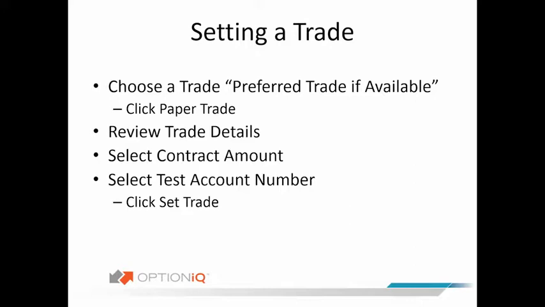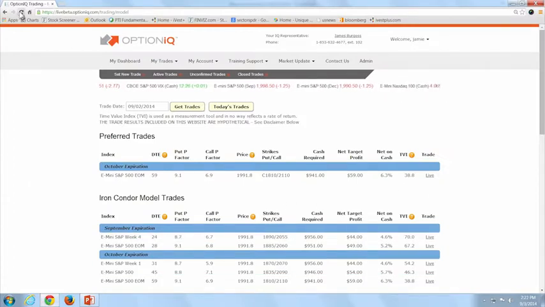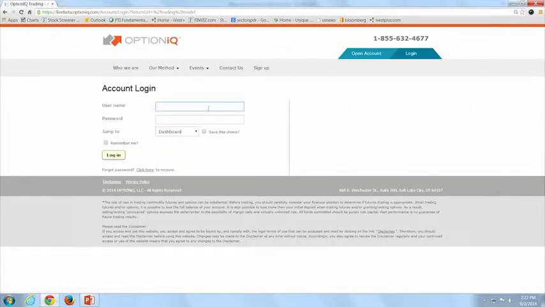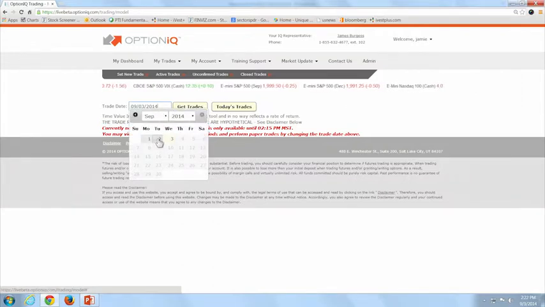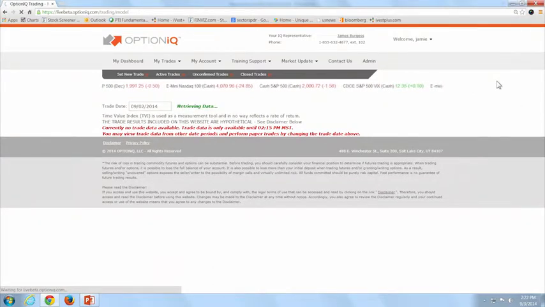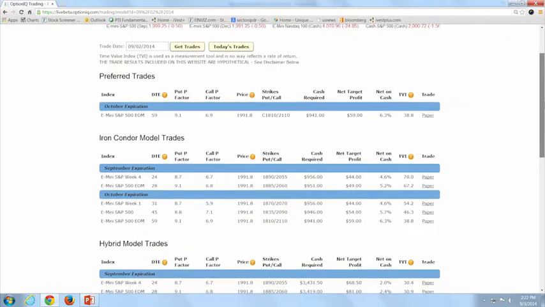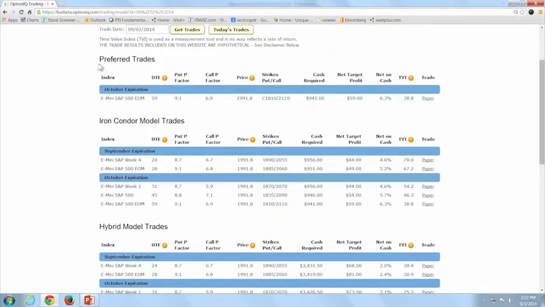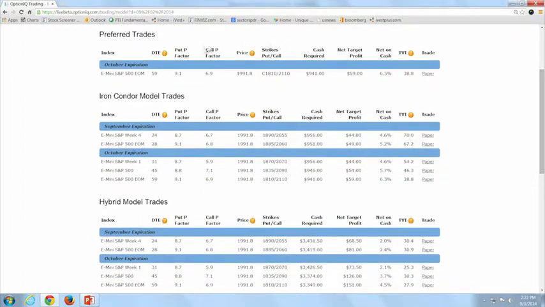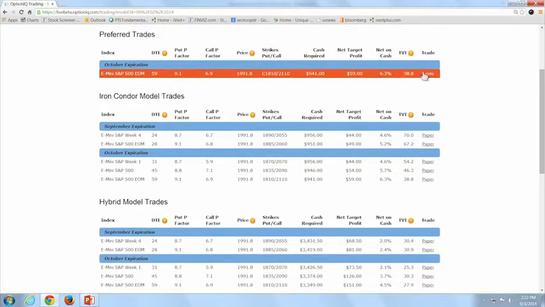So I'm going to pull up the software, and I'm going to refresh it to make sure we're still logged in, which we're not. So I'm going to log in. And we're going to go to the Set New Trades page. And we're going to look at all the available trades that we have right now, and I'll walk you through this little process. Okay, so what we see as we scroll down is what's called the preferred trades. At the very top of the screen, I see preferred trades, and underneath I see an actual trade that I could click on.